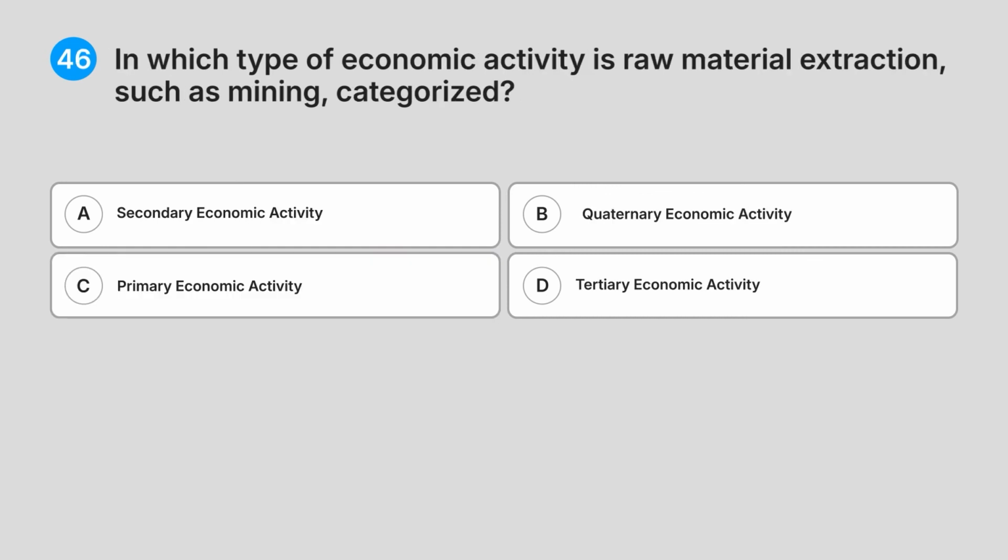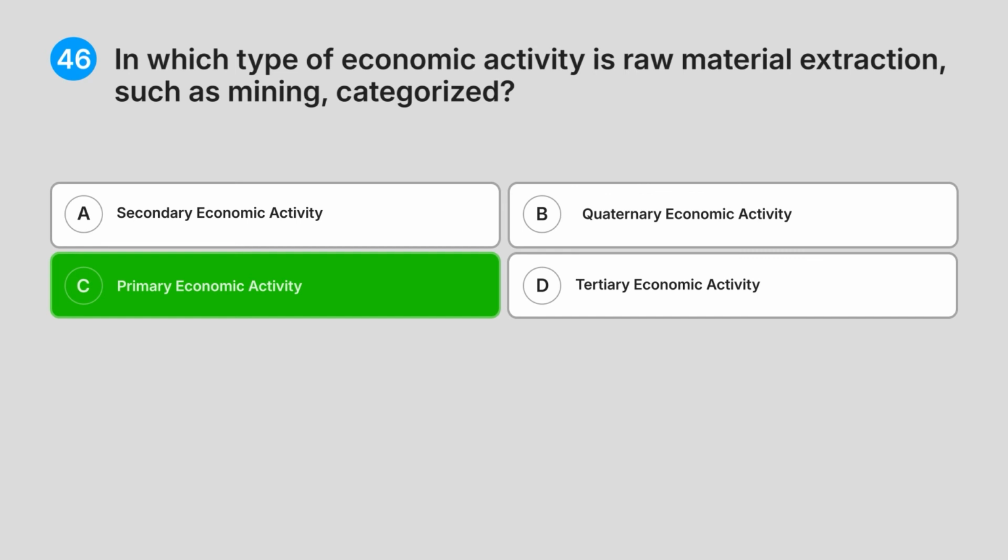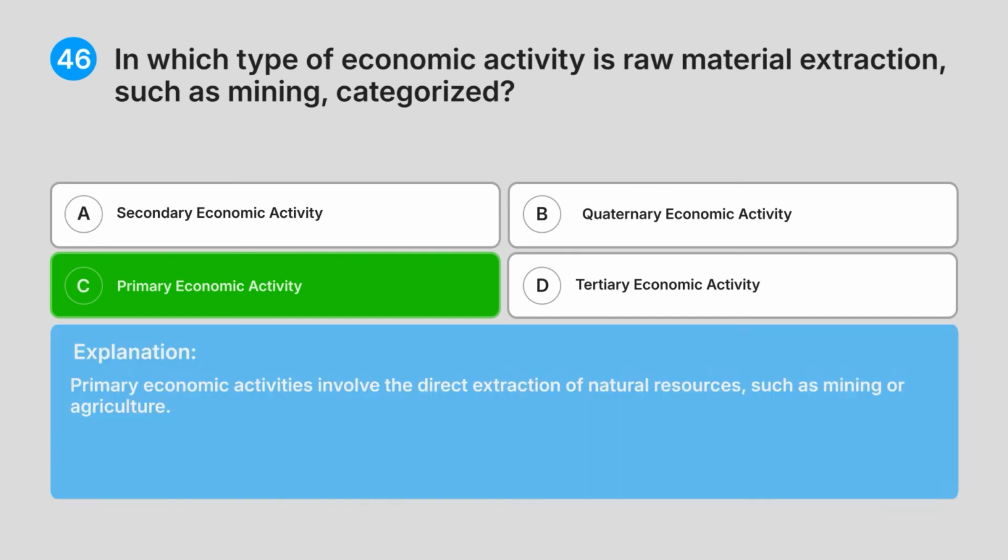boundaries. 46. In which type of economic activity is raw material extraction, such as mining, categorized? A. Secondary economic activity. B. Quaternary economic activity. C. Primary economic activity. D. Tertiary economic activity. Can you guess the answer? Correct answer. C. Primary economic activity. Explanation. Primary economic activities involve the direct extraction of natural resources, such as mining or agriculture.